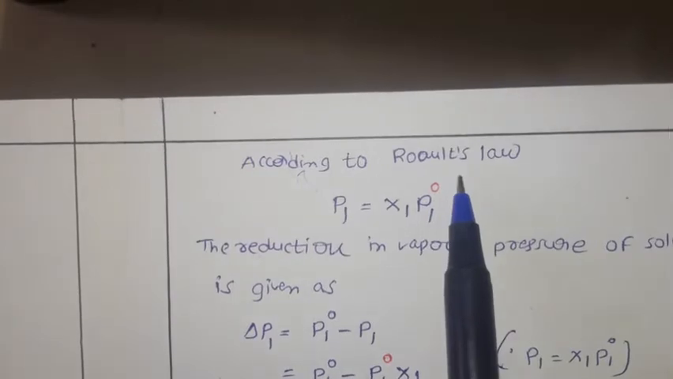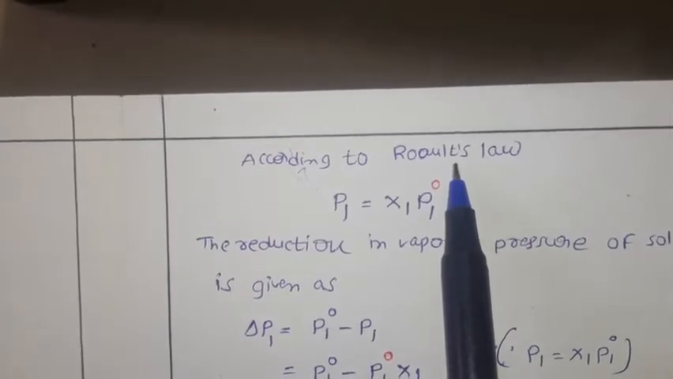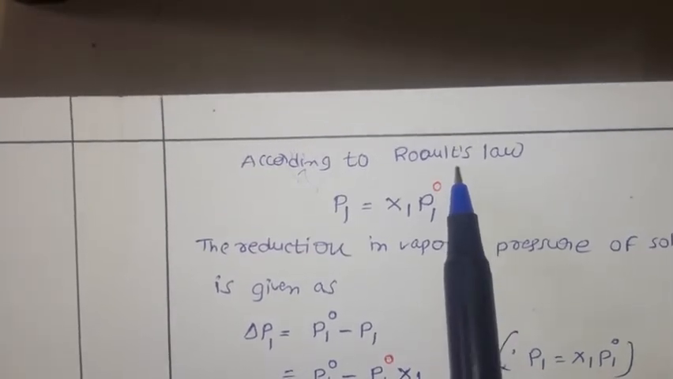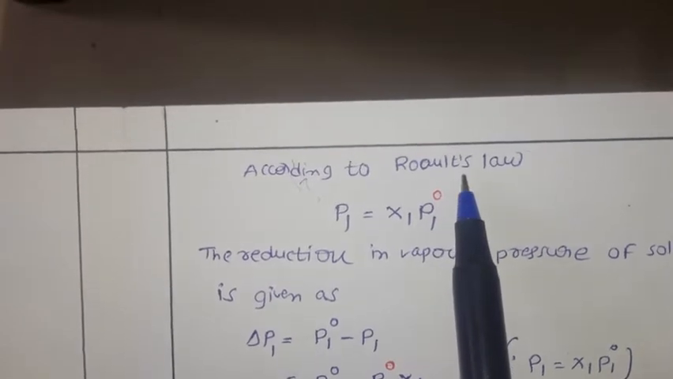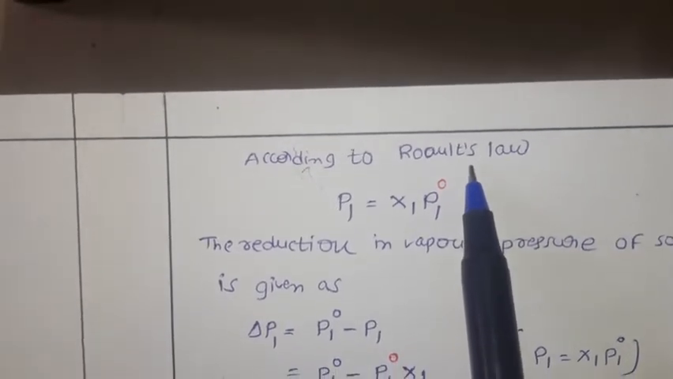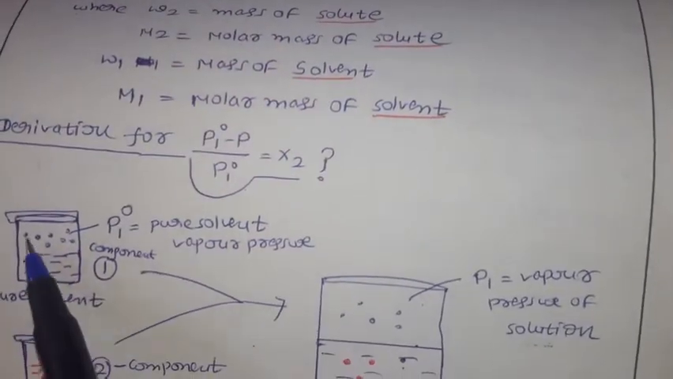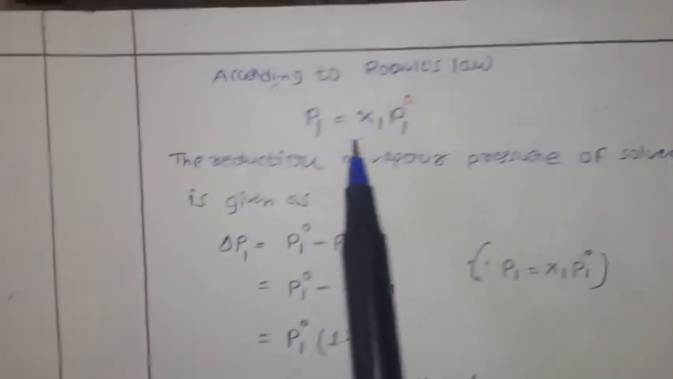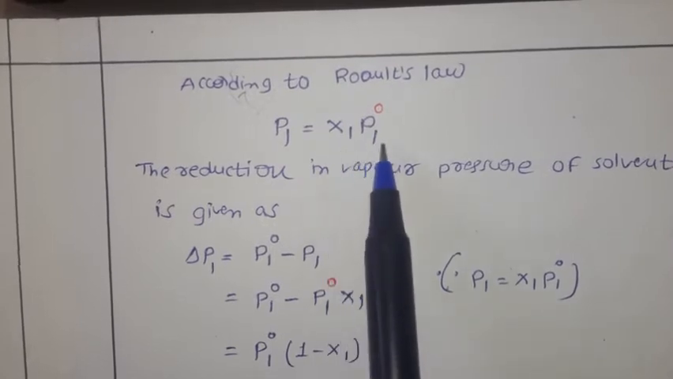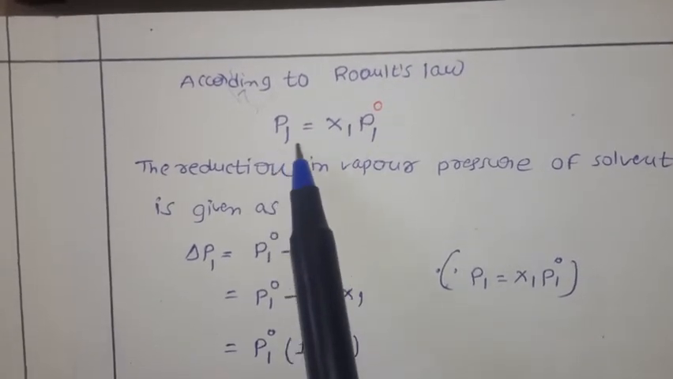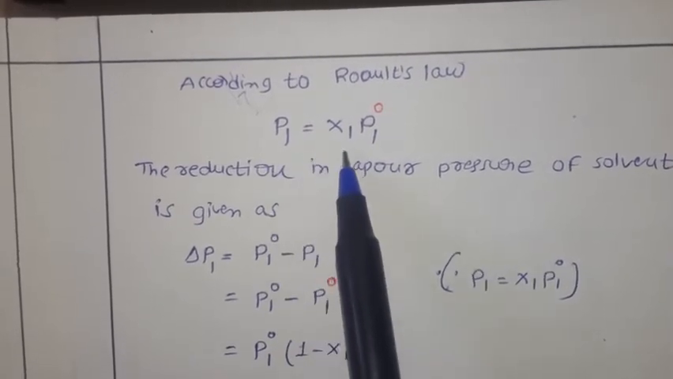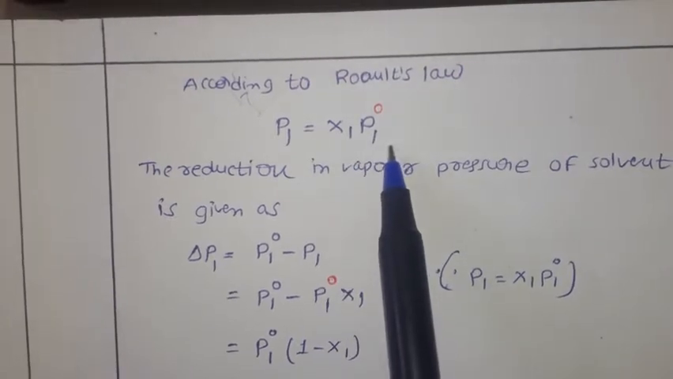Now let us see, according to Raoult's law. We are going to apply Raoult's law here for the solvent only. Why? Because we are getting the vapors from the solvent, not from the solute. Now we are going to use the mole fraction: P1 equal to x1 into P1 naught. So according to Raoult's law, partial pressure equals mole fraction into the pure component pressure.